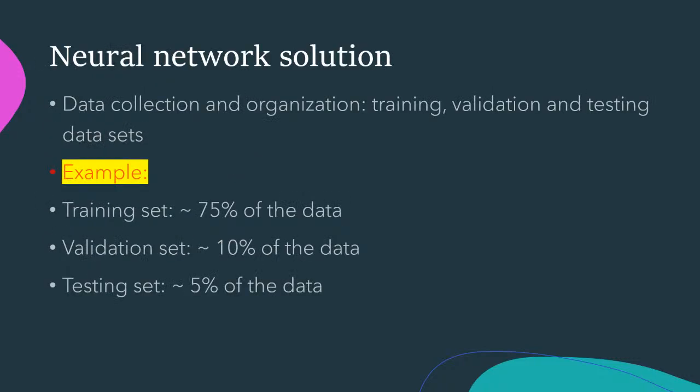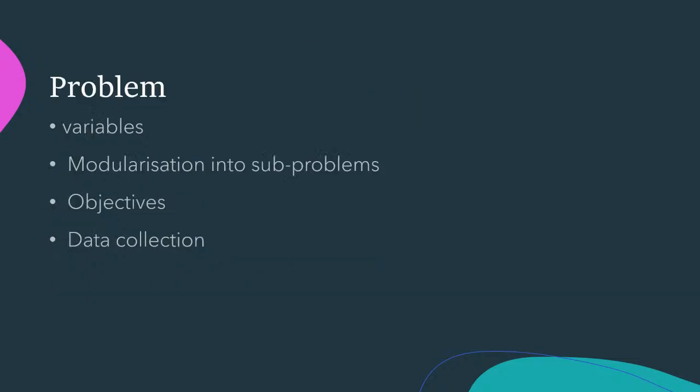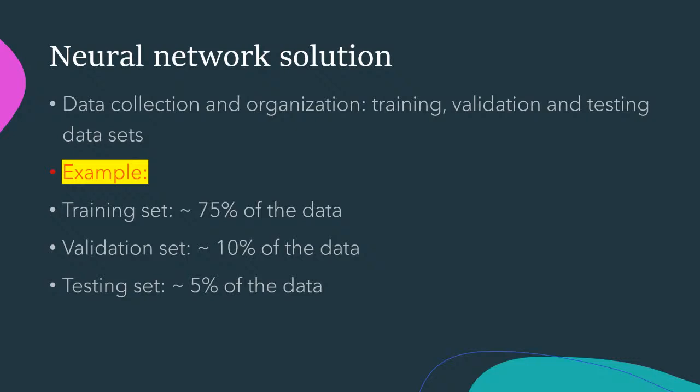So first you identify the problem, then you modularize it into sub problems: how to classify and what variables you need. Then you identify the main theme of the problem, then you collect the data. After data collection, you need to do three steps: training, validation, and testing data sets. So you need to test the data set.